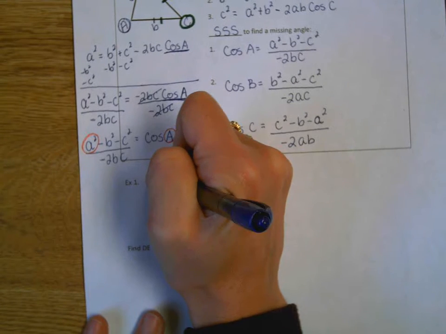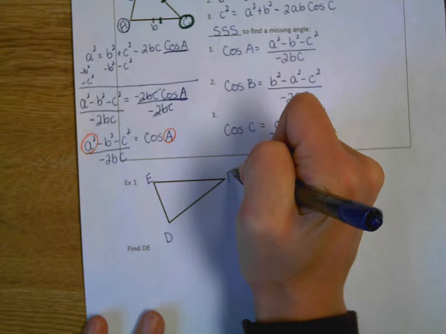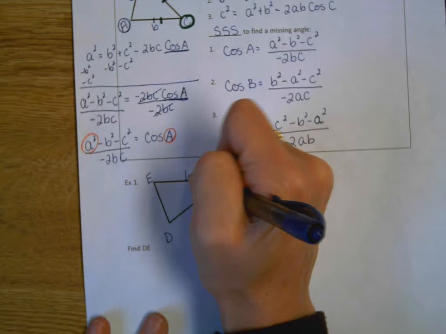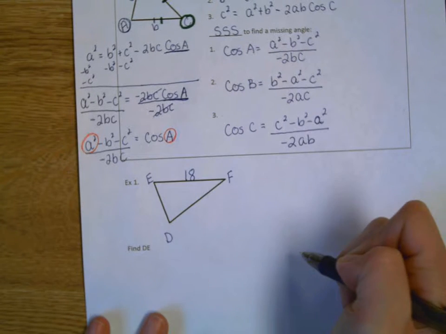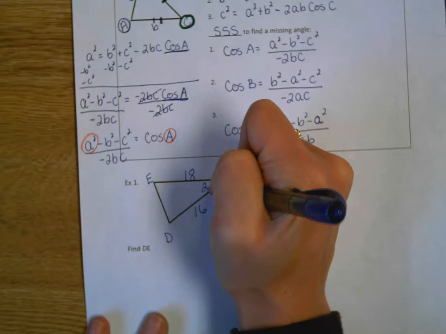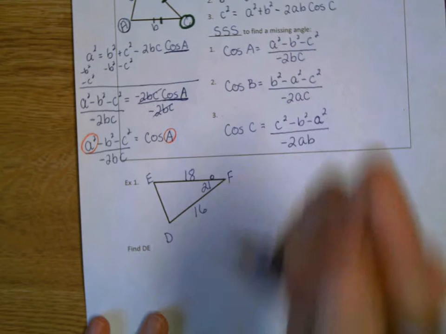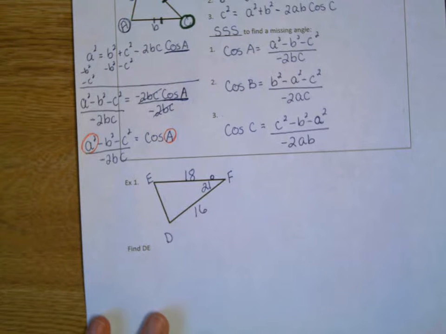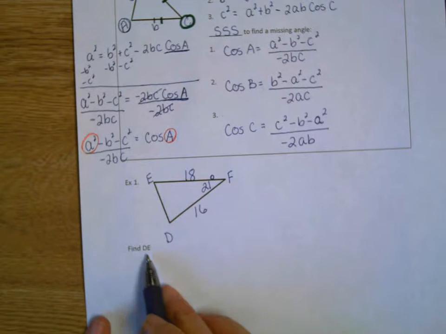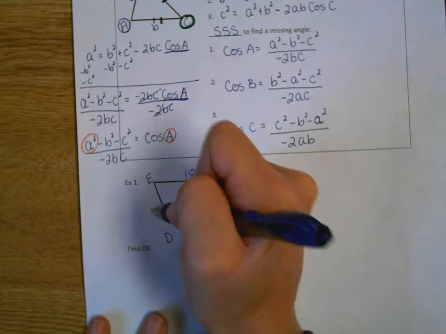D, E, F, because I'm not going to use A, B, and C all the time, so you just kind of have to know how the formula works. Let's go 18 as a side length, 16 as a side length, 21 degrees. And I'm going to ask you to find side DE. What's another name for side DE? Little f.